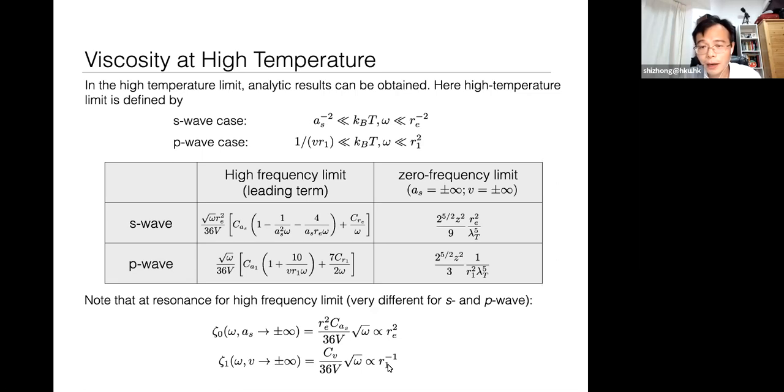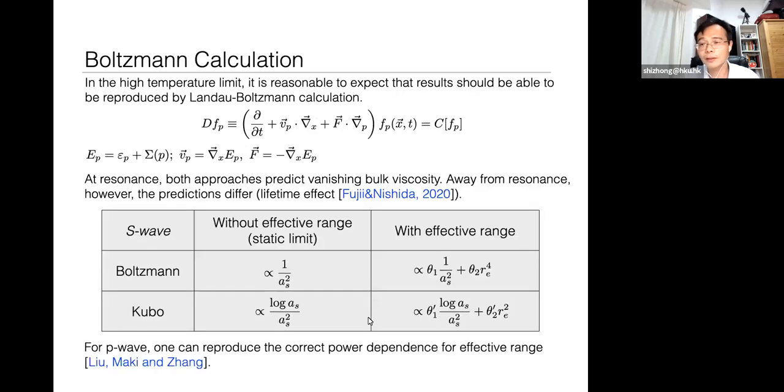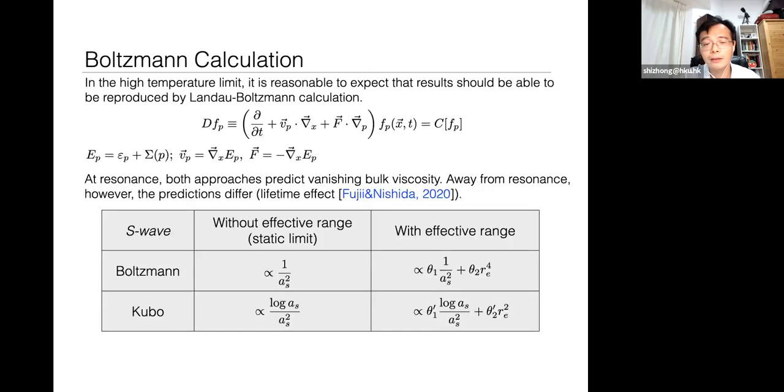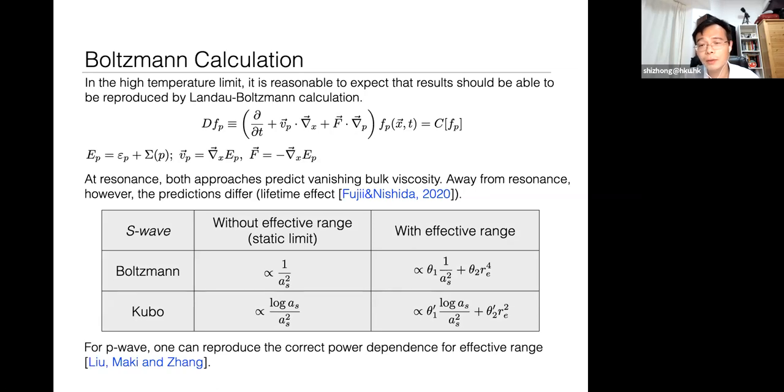Maybe just in a last two sentences: before, I was giving you essentially the high frequency, high temperature result. This is a calculation using the Kubo formula. You would expect that at high temperature the Boltzmann equation simply applies, and you should be able to see all this in the Boltzmann calculation. So that's what we did. We also tried to use the Boltzmann calculation, but in fact, we have to take into account the self-energy of the quasi-particles and put it back into the Boltzmann calculation.